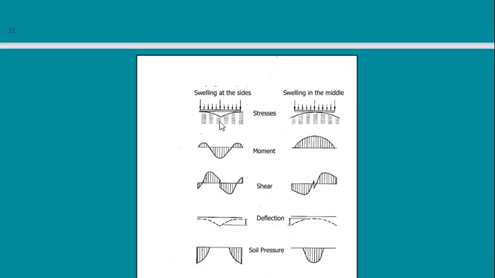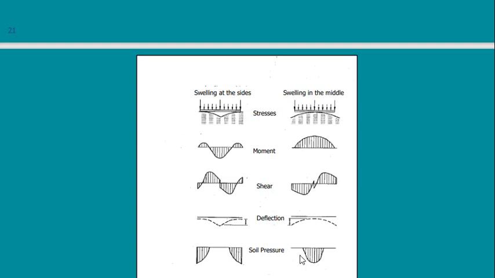This is just to know what the behavior of a raft is. Suppose you have a raft and you have expansive soil in the middle, or you have a raft and you have expansive soil on the two sides. But here we are speaking about putting a raft on soil with a limited amount of expansive soil. So in this case, the raft can carry it, because they are just minor changes, not very big changes. In this case, these are the expected straining actions on the raft. This is the bending moment, the shear, the deflection, and the soil pressure.